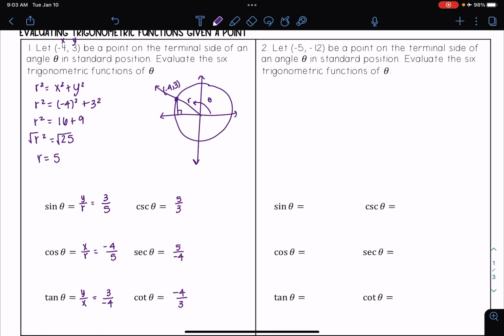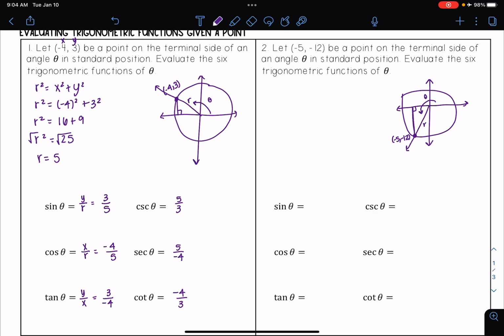Okay, let's look at one more. So here I have the point negative 5, negative 12 now. If I go negative 5, negative 12, that's going to be somewhere over here. And so I'm going to draw my circle around it. And so my terminal side goes here. And so I have this angle. And so creating a right triangle from that, just putting a straight line to the x-axis, I get this.